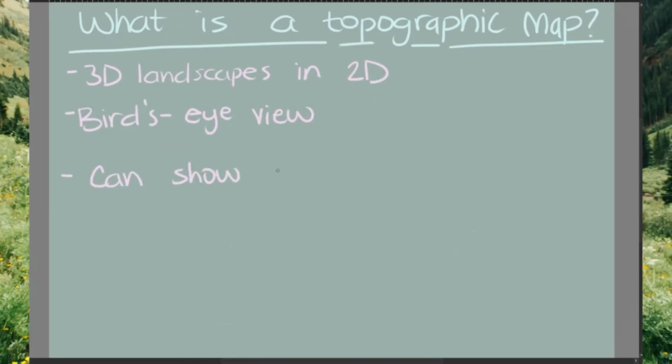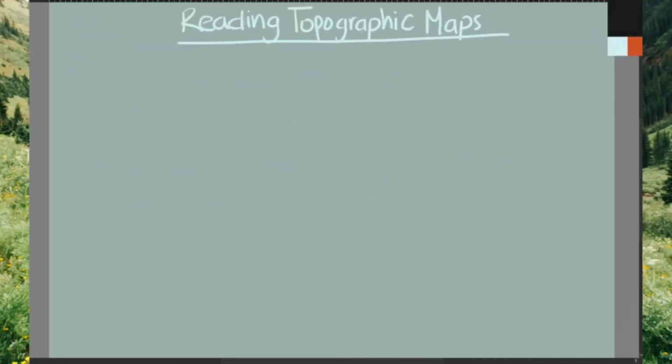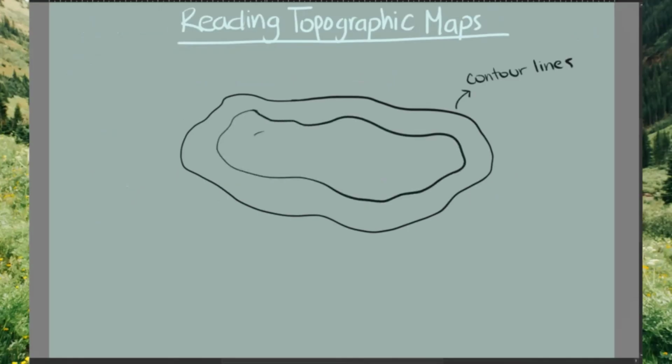Using this 2D format, we can see a lot more of the landscape than if we were just looking at a picture of it. For example, we get a bird's eye view, so we can see things like valleys, bodies of water, sometimes vegetation, all of the things that might be helpful for us in a certain area. Understanding how to read topographic maps is important as well if you would like to use them. The first thing we need to know is what contour lines are. So contour lines we're going to see as big circles going around the page or around the drawing that indicate elevation.